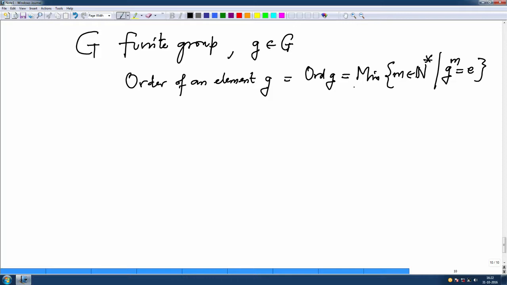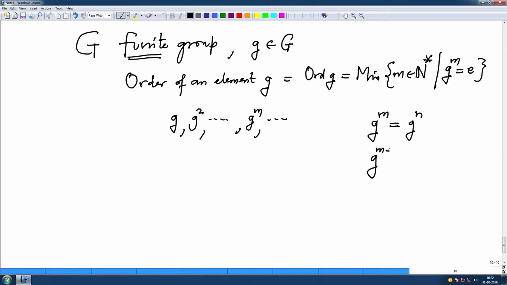Obviously such a minimum exists, because if I start with g, g squared and go on, all these elements cannot be different because G is a finite group. So at least two powers will become equal. So g^m will be equal to g^n, and then whichever is the lesser power, I will multiply by the inverse of that, and then I get g^(m-n) is definitely the identity element. So there exists at least one non-zero natural number for which the power becomes identity, and such a minimum power is called the order of an element g.